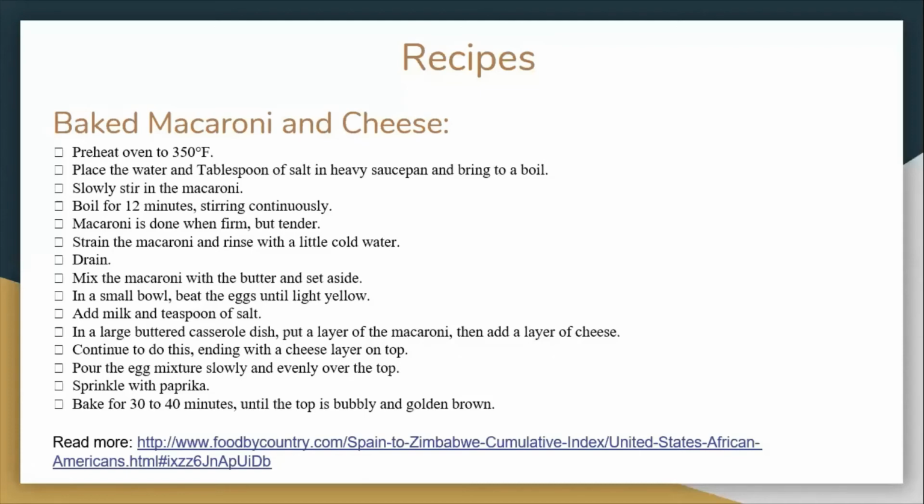In a small bowl, beat eggs until light yellow. Add milk and a teaspoon of salt. In a large buttered casserole dish, put a layer of the macaroni, then add a layer of cheese. Continue to do this, ending with a layer of cheese on top. Pour the egg mixture slowly and evenly on top. Sprinkle with paprika and bake for 30 to 40 minutes until the top is bubbly and golden brown.